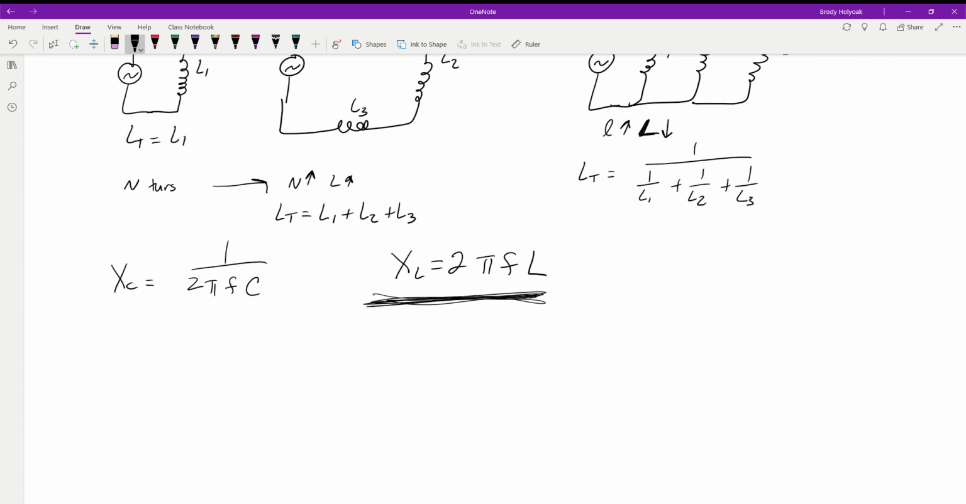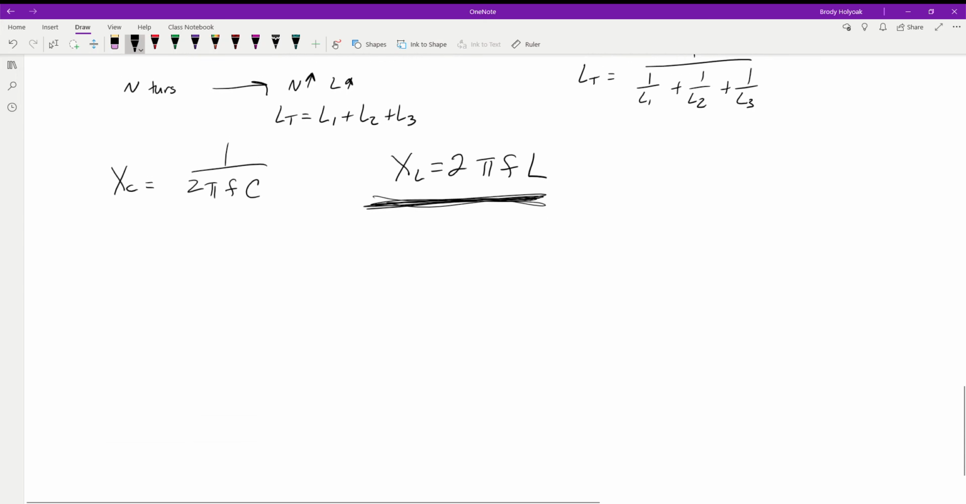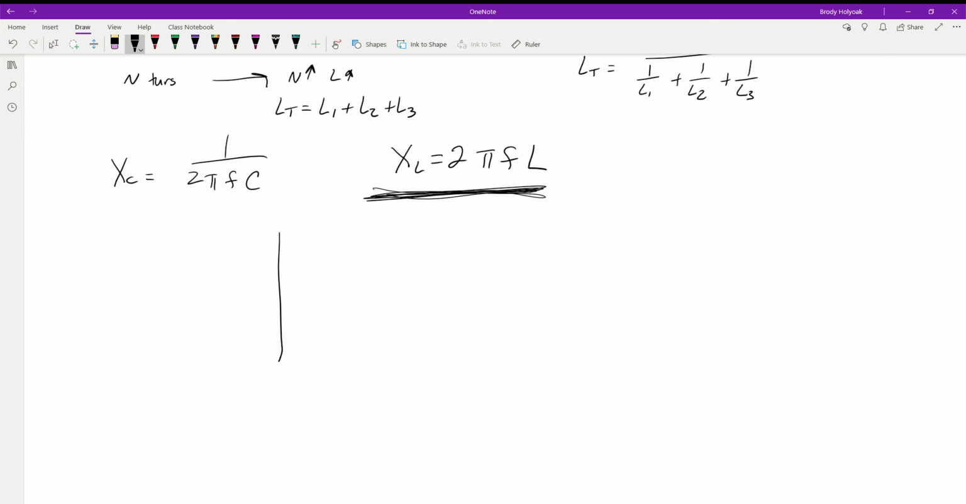So we want to find the reactance of our inductor. So inductive reactance, X of L. That's what we're looking for. And remember our chart.